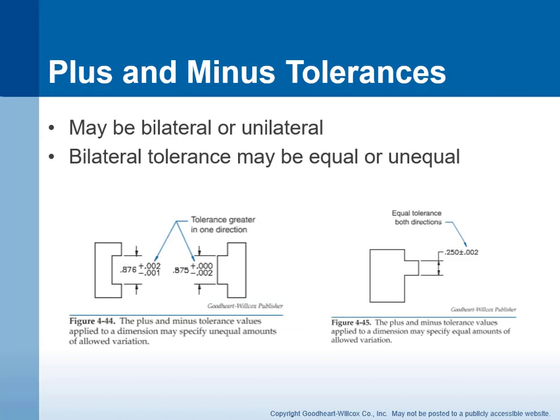Plus or minus tolerances may be bilateral or unilateral. Bilateral tolerances may be equal or unequal. So we've got plus or minus tolerances here, plus 1 minus nothing, and in this case we have an equal bilateral tolerance over here, 250 plus or minus 2 thousandths. That's called an equal bilateral tolerance.